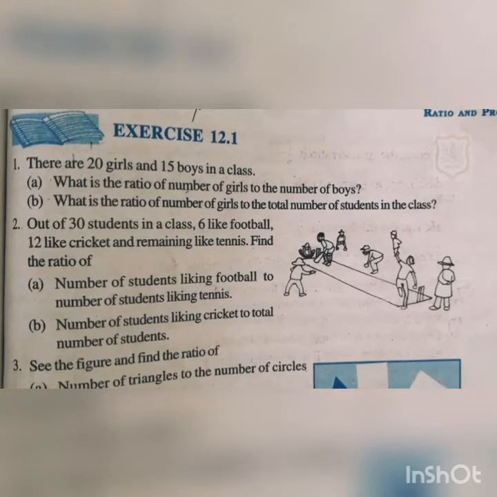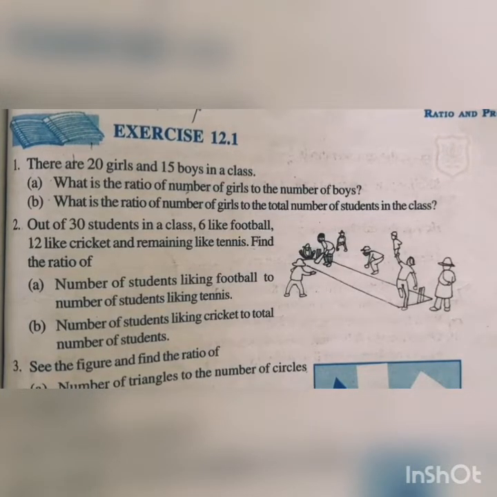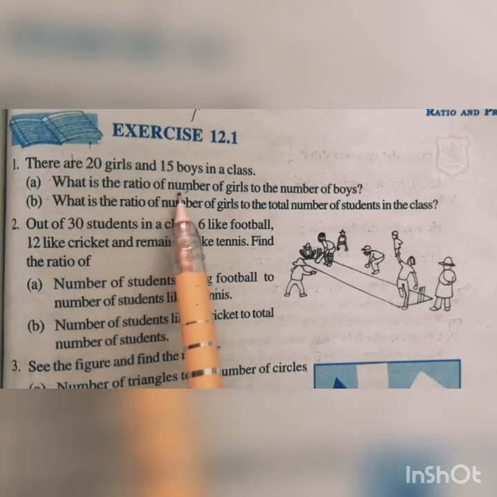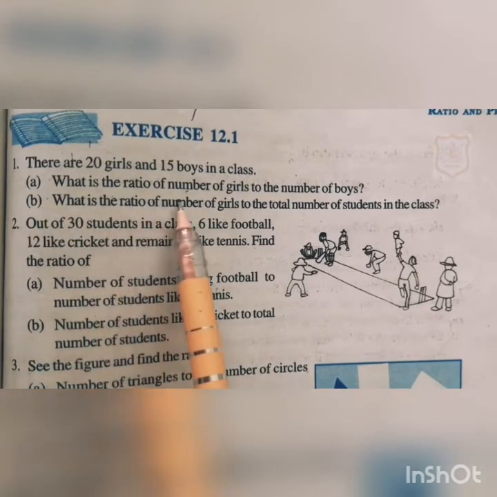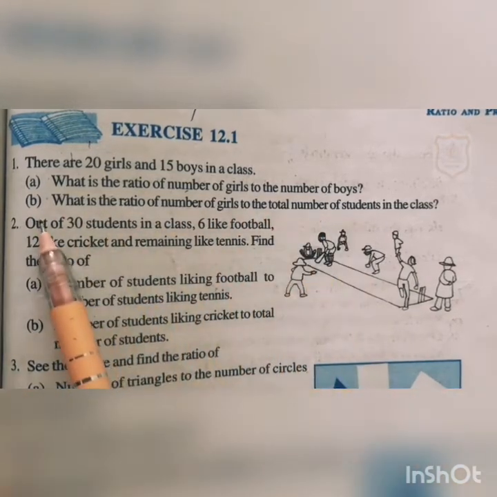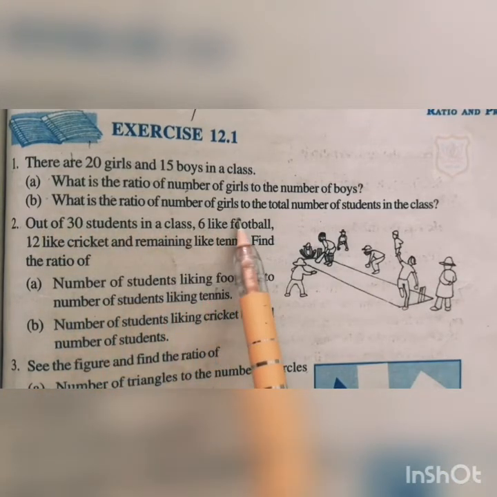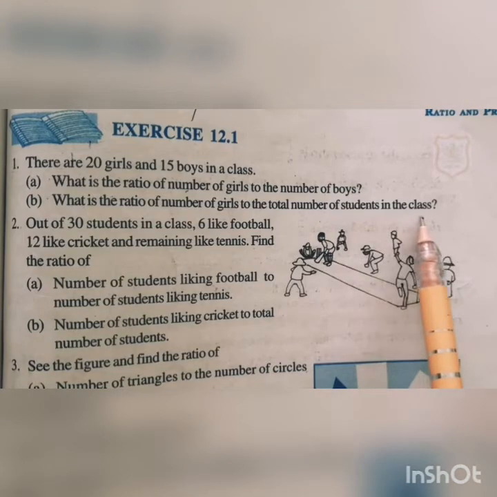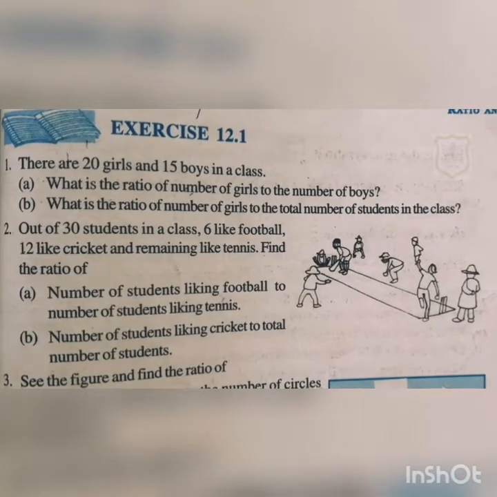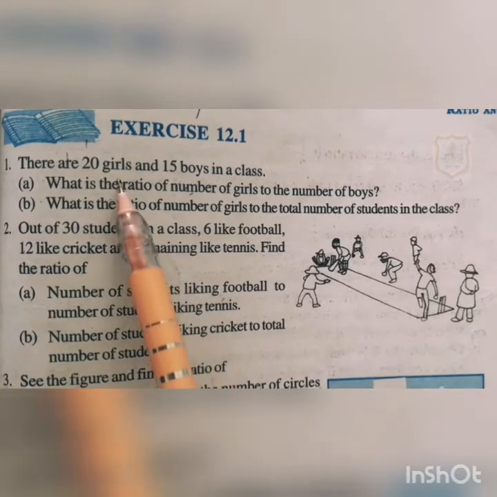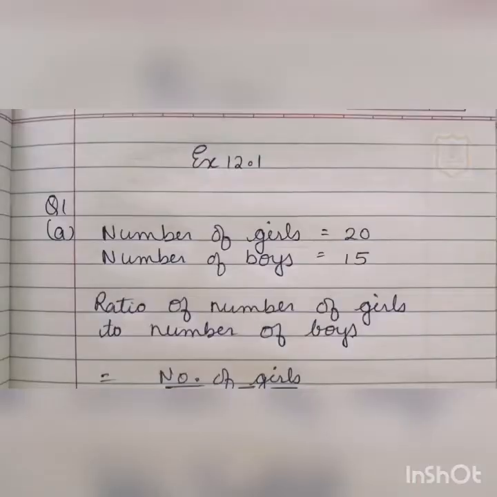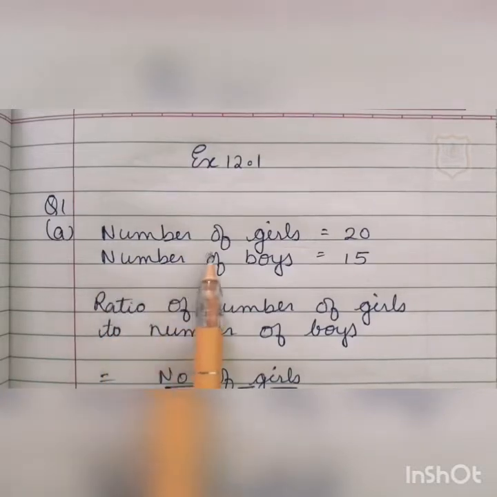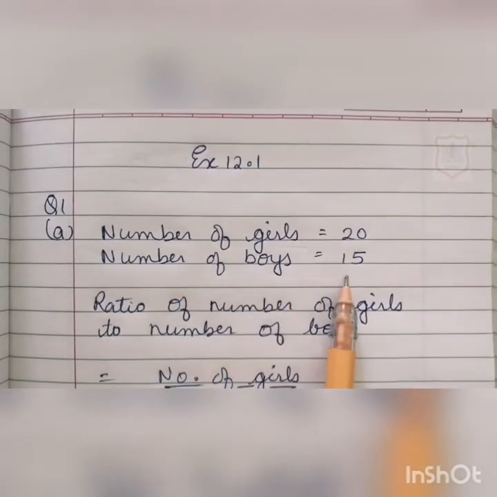We start with exercise 12.1. There are 20 girls and 15 boys in a class. What is the ratio of the number of girls to the number of boys? And what is the ratio of the number of girls to the total number of students in the class? So here, children, we can see that there are 20 girls and 15 boys, and we have to find out the ratio of girls to boys and girls to total number. Now the solution for this question: the number of girls is equal to 20, that is given in the question, and the number of boys is equal to 15, that is also given in the question.